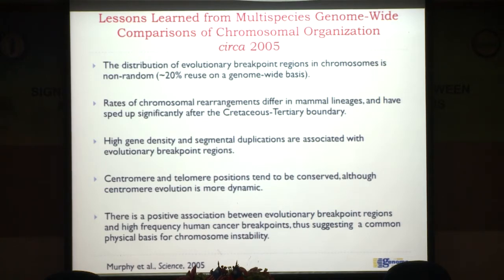We also looked at centromere and telomere evolution. Centromere positions tended to be much more dynamic, whereas telomere positions tended to be more conserved. And then a very interesting observation is that the evolutionary breakpoint regions had a high frequency of co-occurrence with breakpoints that were found in certain cancers. This is an area that, as we now pick up activity in my lab, we're going to be looking at much more closely, the relationship between evolutionary breakpoints and cancer breakpoints. And this is obviously an area that can lead to some very interesting ideas about diagnosis and treatment of certain types of cancers.